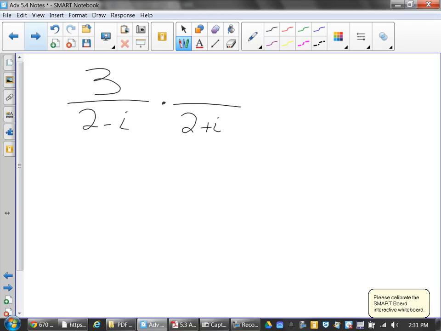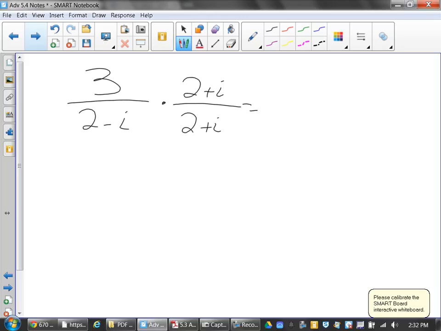Now, if I multiply the bottom by 2 plus i, what do I have to multiply the top by? The 2 plus i. Because what am I doing here? I'm rationalizing the denominator by multiplying by a factor of 1. Same thing you did with square roots. You multiply by root 2 over root 2, which is 1.